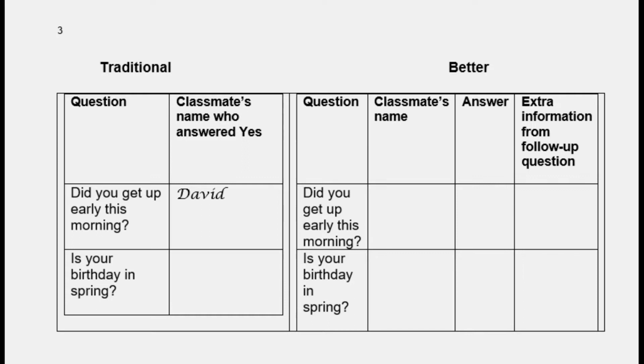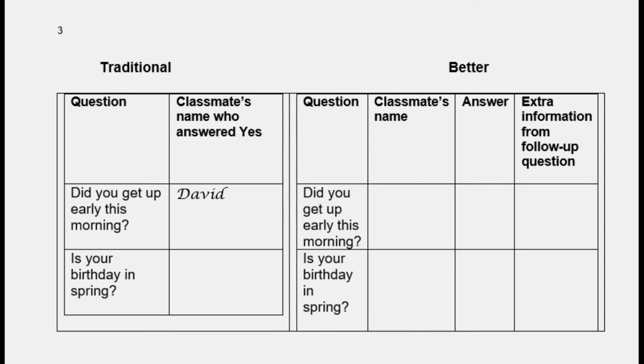Exactly. Now, imagine we're doing it the better way. So you read to me, did you get up early this morning? And I said yes. Then I'd write your name and your answer yes. Then I need to ask a follow-up question about your getting up early, right? Right. And I need to actually be listening to you to understand your question.